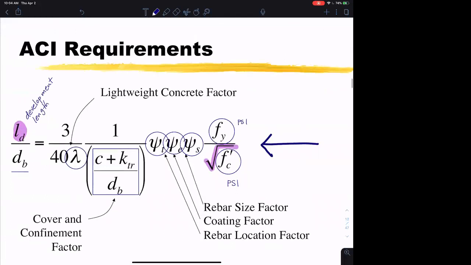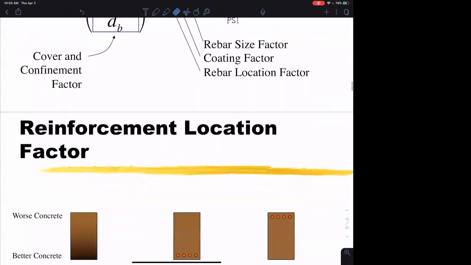Lightweight concrete is weaker, and so you need a longer development length. And really, this lightweight concrete factor goes with the square root f prime c. They always go together: lambda square root f prime c. That's a description of the tensile strength of the concrete. Okay, let's talk about each of these variables in turn.